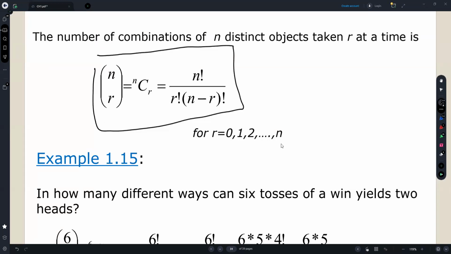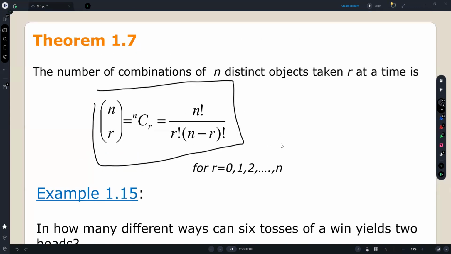In how many different ways can 6 tosses of a coin yield 2 heads? What does that mean? So this is a coin toss, okay? You toss a coin, it has head or tail, right? So let's say getting head is the win, right? So simply, how many different ways can you get 2 heads if you toss a coin 6 times?